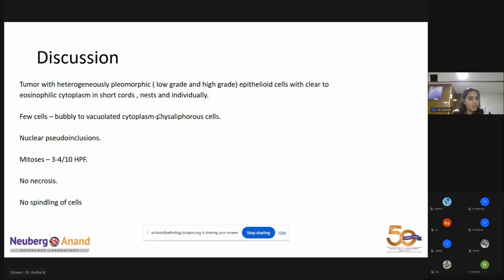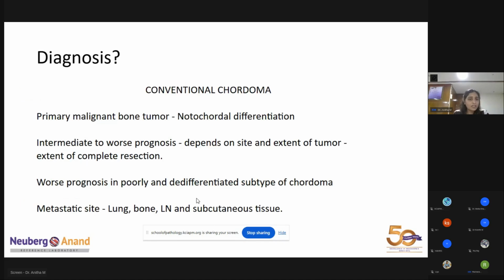As we have mentioned, the tumor is heterogeneously pleomorphic. Somewhere you can see low grade nuclei, somewhere high grade epithelial cells with clear to eosinophilic cytoplasm arranged in short cords, nets, and individually. These physaliferous cells are there. Some nuclear pseudo inclusions were also there. Mitotic activity is low, 3 to 4 per 10 high power fields. There is no necrosis and no spindle cells. So the diagnosis is conventional chordoma.